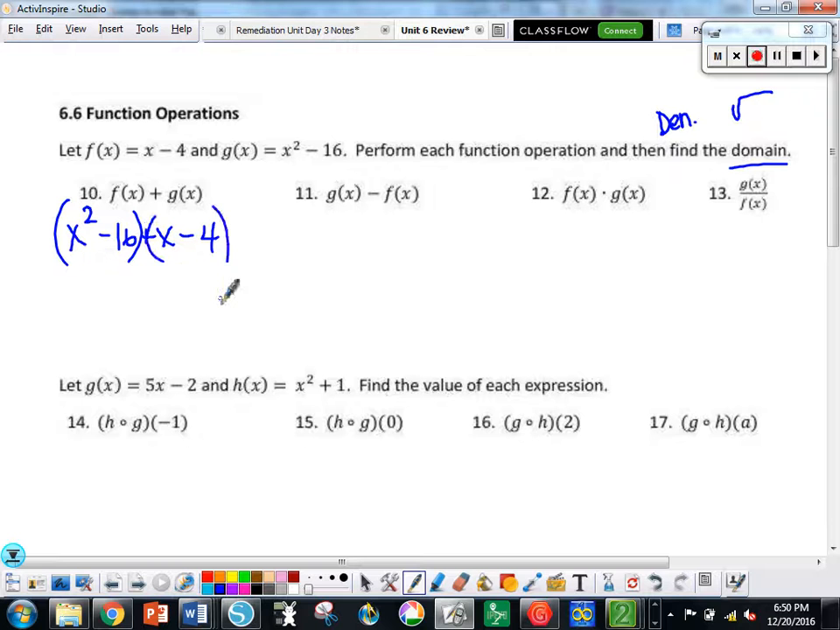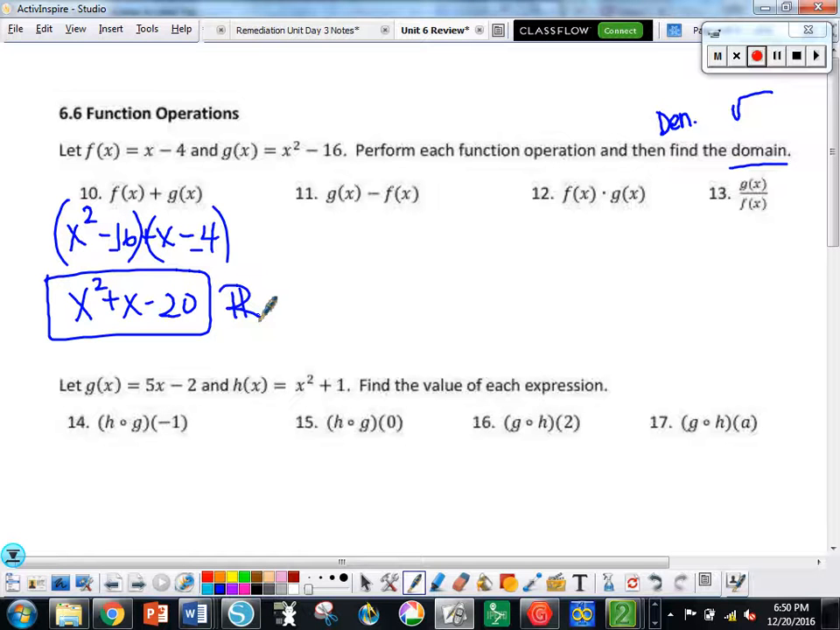you can list them like that if you wanted to. I didn't put them in the same order, I flipped them, that's okay. X squared plus x minus 20 is your answer. The domain is all real numbers because there's no denominator, there's no radical.